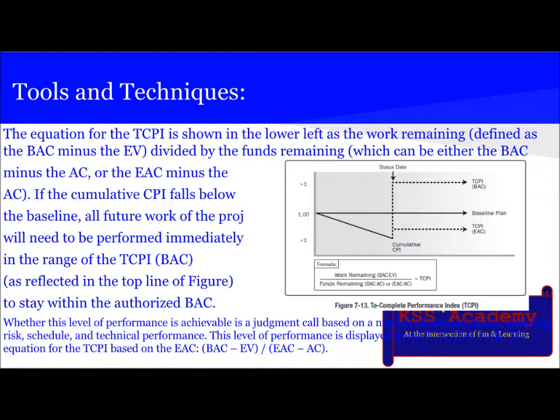The equation of the TCPI is based on the BAC minus EV divided by EAC minus AC. Basically, work remaining divided by funds remaining. Funds remaining can be given by two formulas, and work remaining can be given by one formula. And this ratio is known as TCPI, also known as to complete performance index.